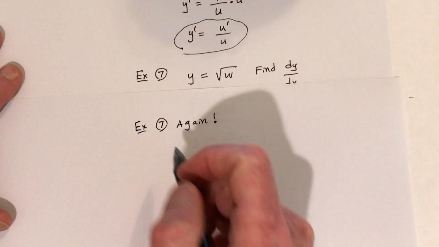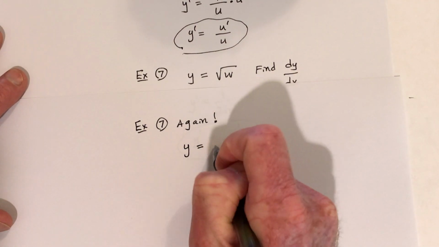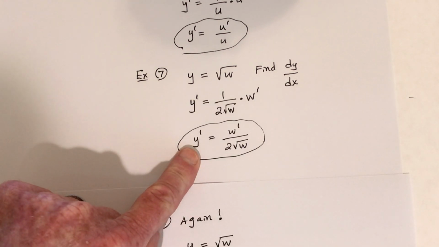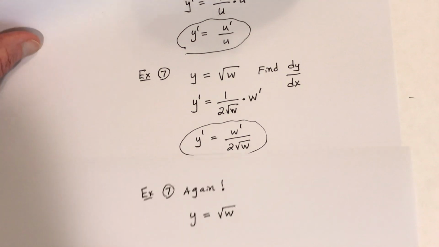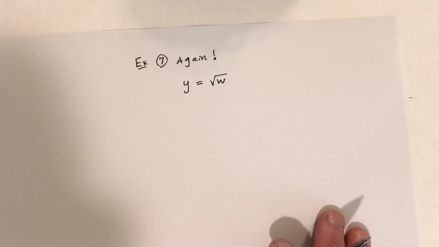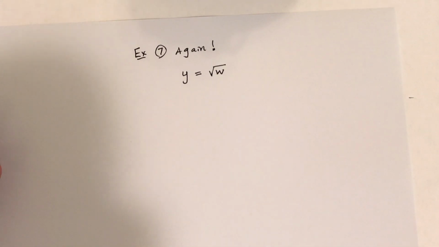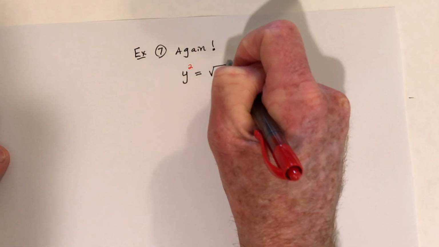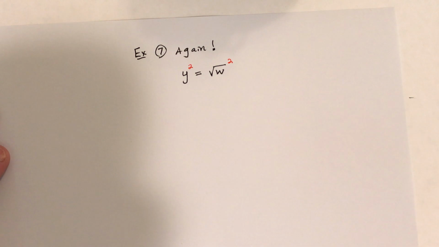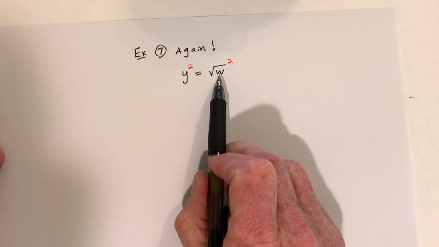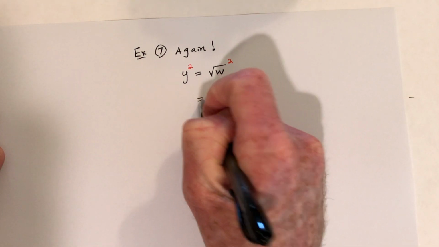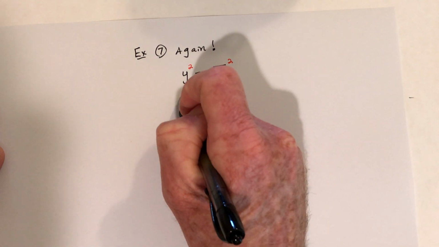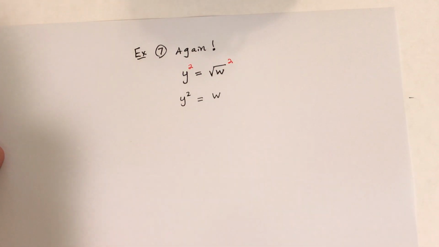So start with the same problem. y equals the square root of w. And I will end up with the same answer, but I'm going to do it in a slightly different way. What I'm going to do is square both sides. Because what that does, on the right side, the square and square root will cancel. So that means the right side just has a w, that makes it simpler. And the left side just has y squared.